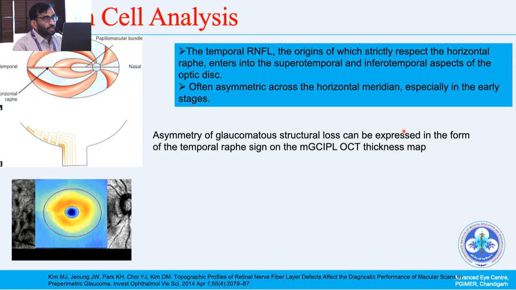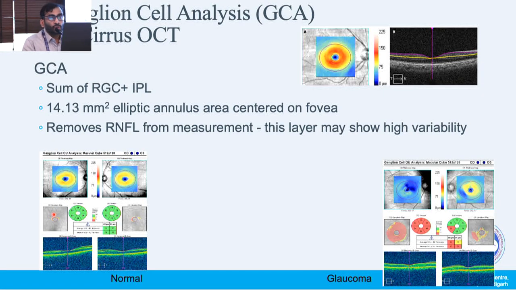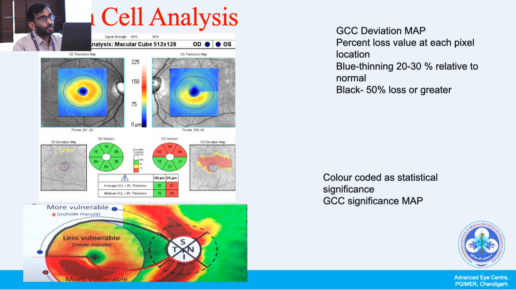So as he already mentioned, the temporal fibers strictly respect the horizontal raphe, and any asymmetric changes lead to formation of a temporal raphe sign, which is also an initial marker of glaucoma. So in Cirrus OCT we have a GC, which means the sum of the retinal ganglion cell layer and inner plexiform layer. The color coding he has already described appears the same.